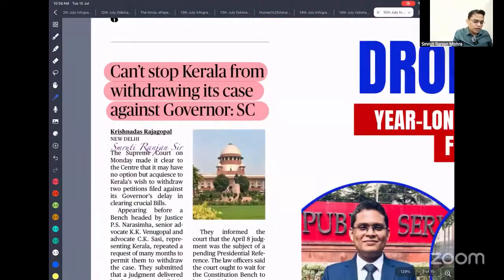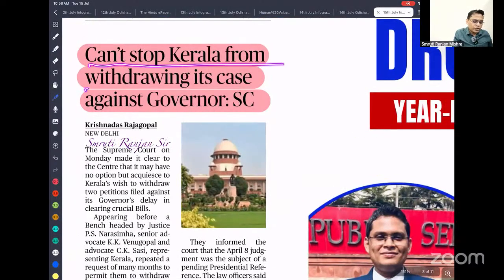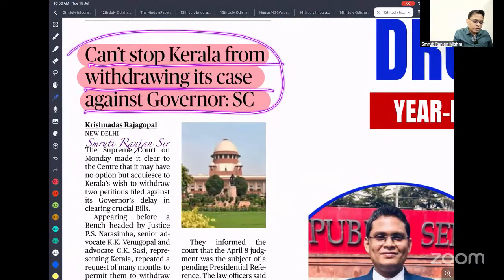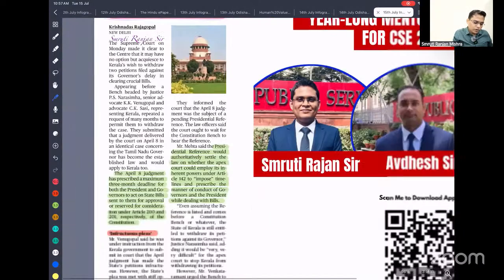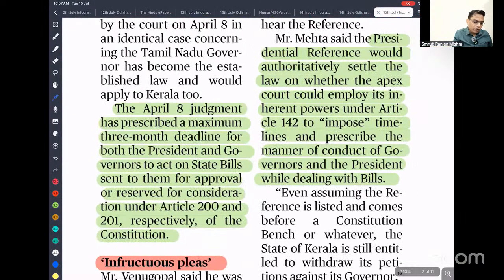So next is: Centre can't stop Kerala from withdrawing its case against the Governor in the Supreme Court. You can see that in the 8th April judgment of the Supreme Court, a maximum 3-month deadline was set for both the president and governor to act. The governor will either send approval or reserve the bill for the consideration of the president under Articles 200 and 201 respectively of the Constitution.